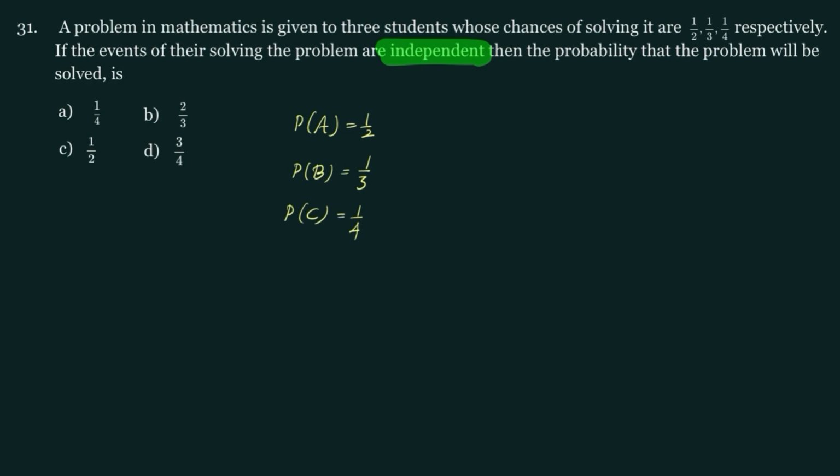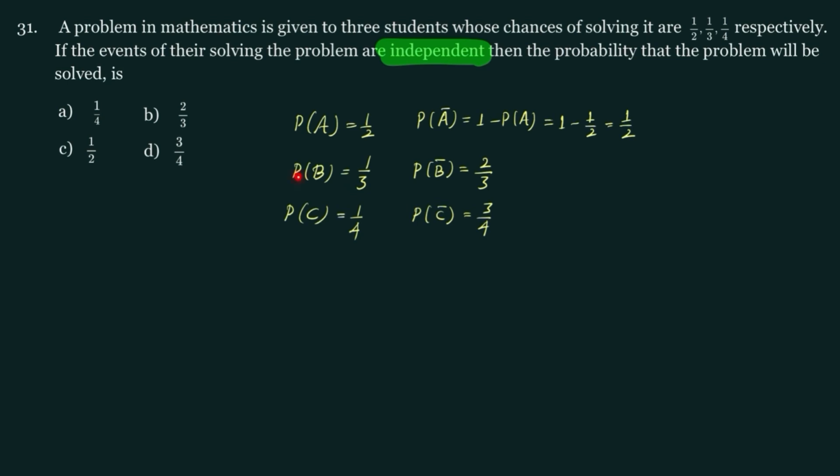So now if probability of A is 1 by 2, then probability of A naught will be 1 minus probability of A, and that will be equal to 1 minus 1 by 2, which will be equal to 1 over 2. Similarly, probability of B naught will be 2 by 3, and probability of C naught will be 3 by 4. Just looking at the fraction also, we can calculate the naught part.